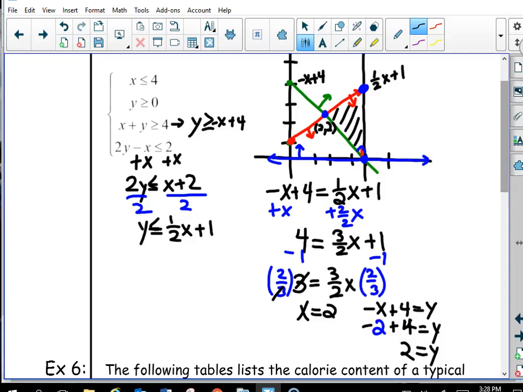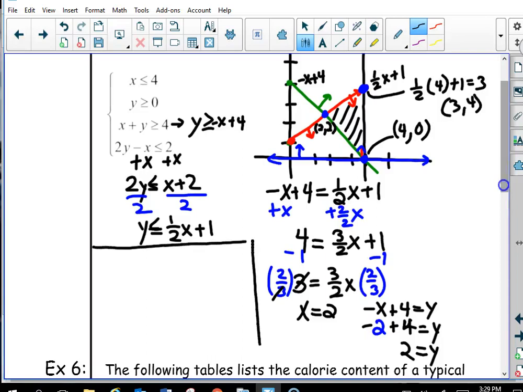It's fairly easy to read the other intersections off of the graph. The intersection here is going to be at 4, 0. And I also know that right here on the third, my x is equal to 4, so I'm just going to calculate 1/2 of 4 plus 1, which gives me 2 plus 1, which is 3. Okay, so I have these three intersections to take a look at. I'm going to finish up my analysis over here.